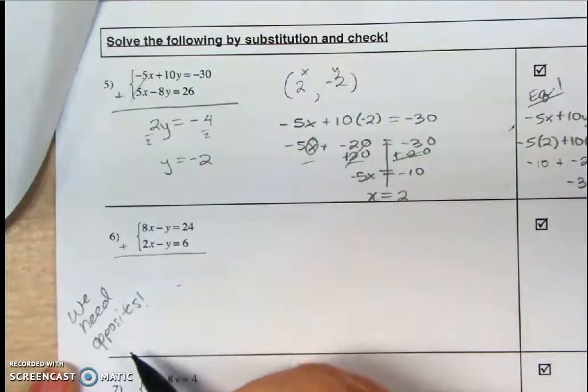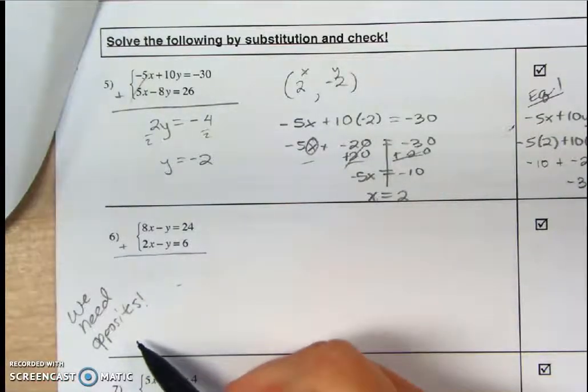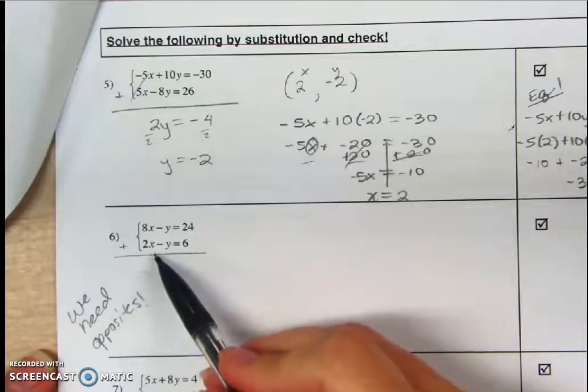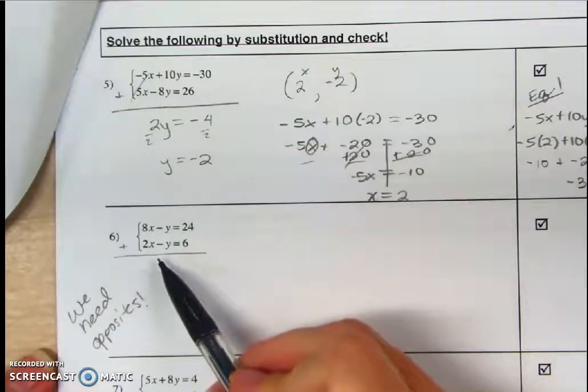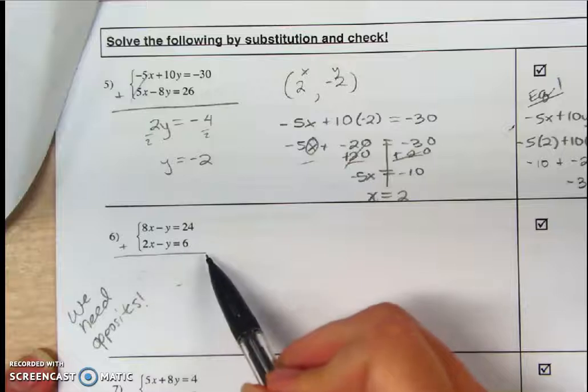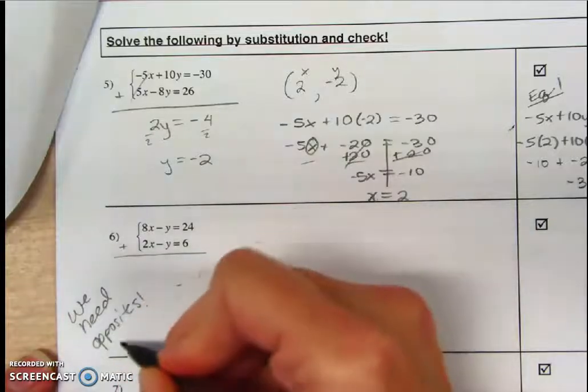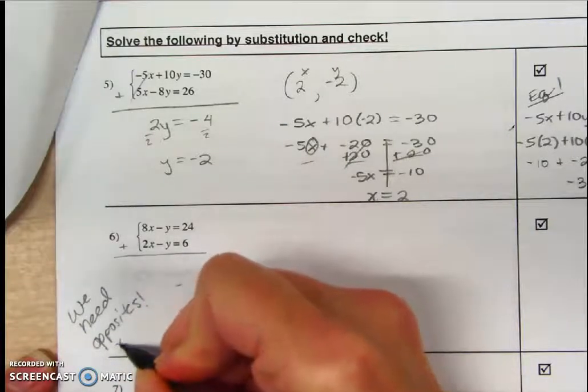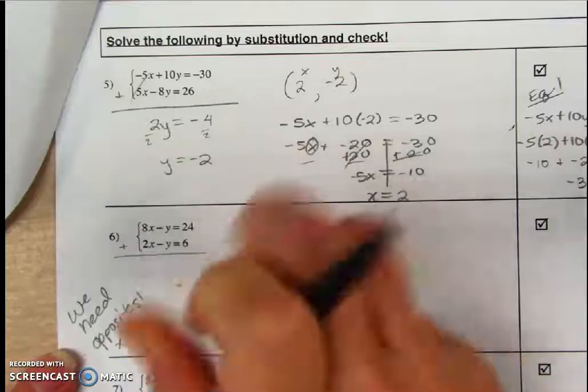So we just said we need opposites. So how in the world do we make opposites? Well, remember, we can manipulate equations. We can add whatever we want on one side to the other. We can also multiply by one side and multiply by the other. And so in order to make opposites, we need to multiply both sides.